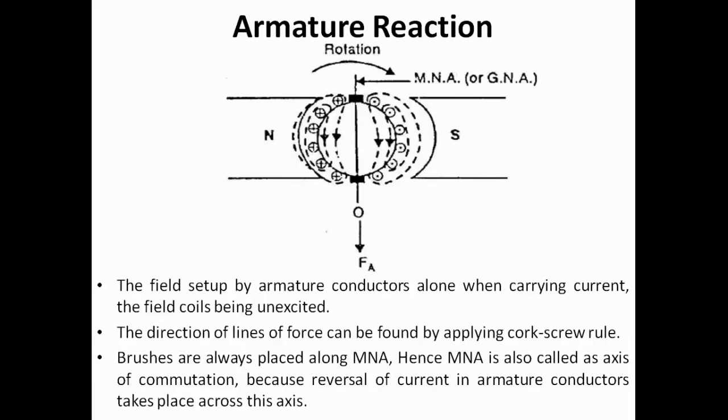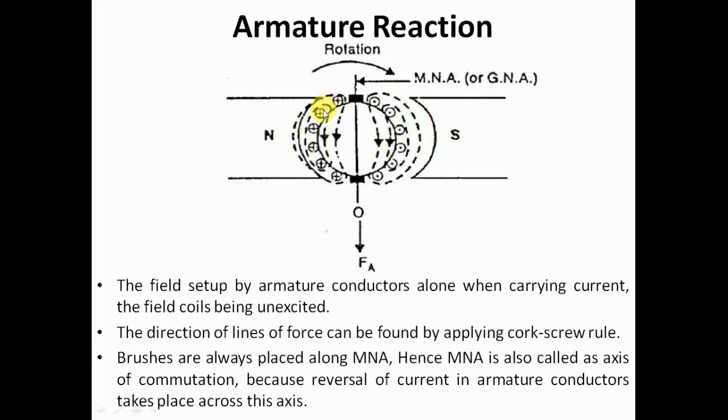Initially, we considered the distribution of main flux in a no-load DC generator. In this slide, we are going to see the distribution of armature flux alone. As you see in this diagram, the main flux is not represented here, that is, the main flux lines are not shown here.